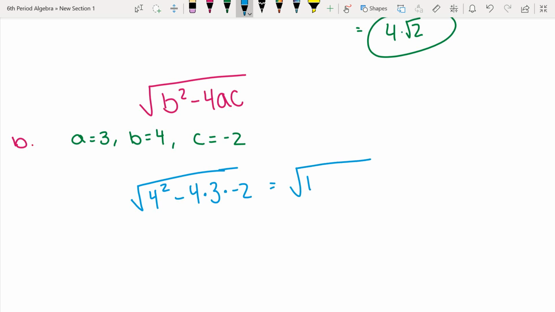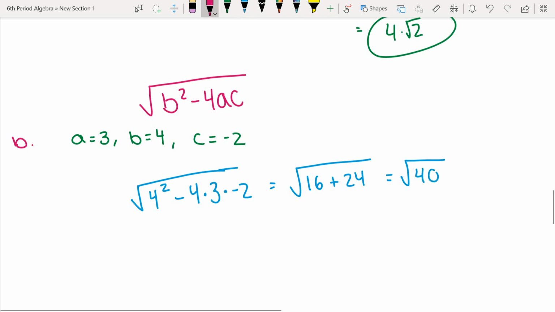Going through order of operations, we'd have 16, because 4 squared is 4 times 4, not 4 times 2. And then I'm going to treat this as negative 4 times 3 times negative 2, which is a positive, so I'm going to put a plus 24. Well, I'll just add those together. 16 and 24 is 40. So now I have the square root of 40.